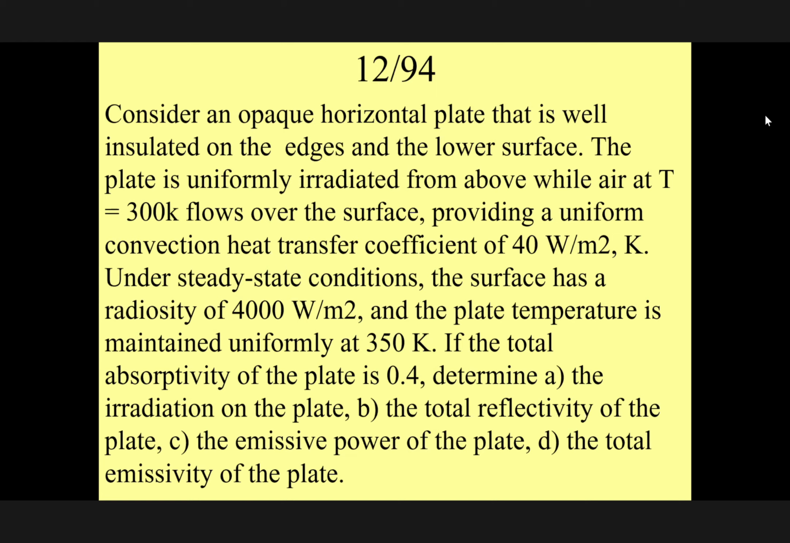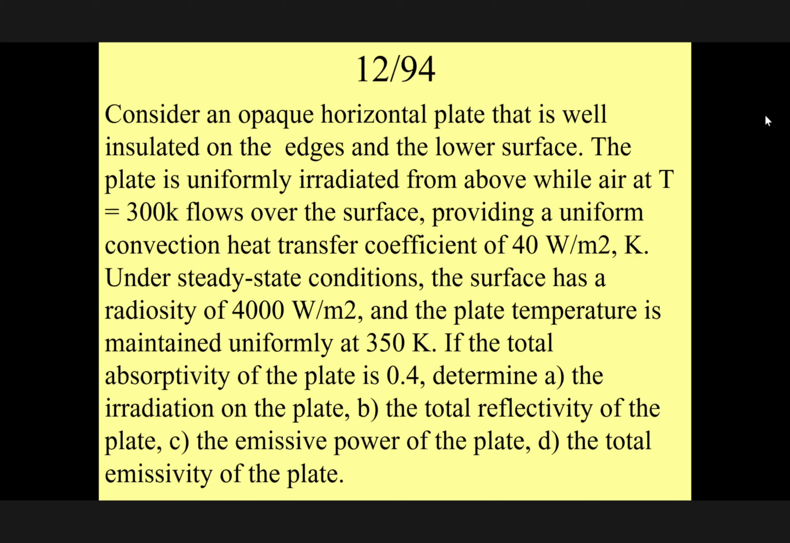Consider an opaque horizontal plate. Opaque, what does that mean? It means transmissivity is equal to 0, right? The plate is well insulated on the edge, therefore there's no heat transfer from the edge of the surface and the lower surface in the back. The plate is uniformly irradiated, with air at 300 degrees flowing over the surface.